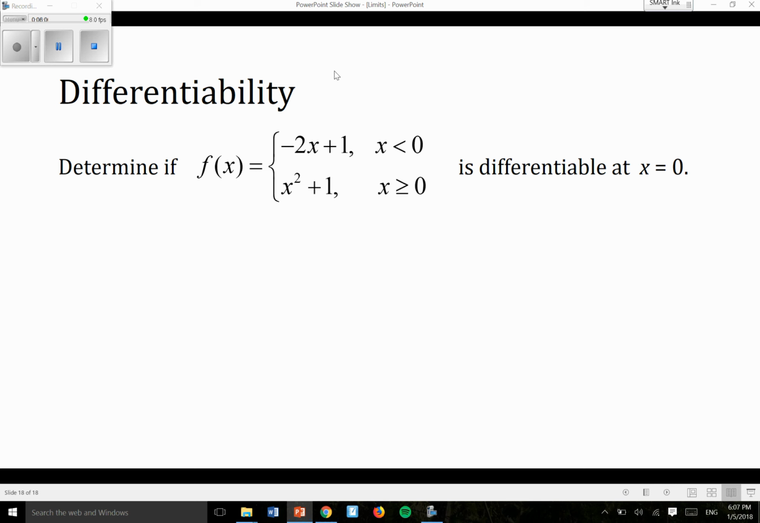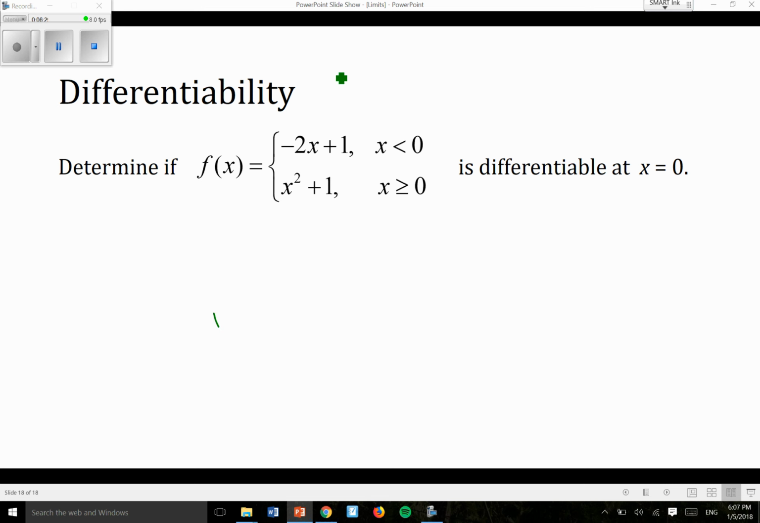We'll look at one more example. Again, we have a line and a parabola. We're trying to figure out if we're differentiable at the place where they split apart at x equals 0. I'm going to check first if they're continuous, because if they're not continuous, no way will it be smooth. And I'm going to do that quickly just by plugging in 0. Here we get -2 times 0 plus 1 is 1. Here we get 0 squared plus 1 is 1. Same y value, we're continuous.